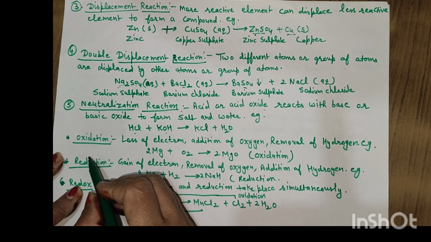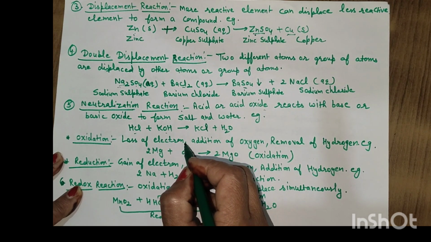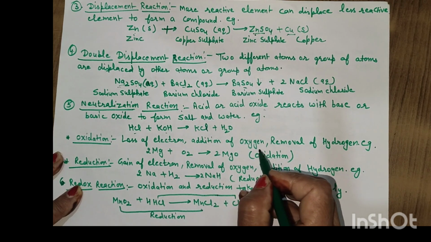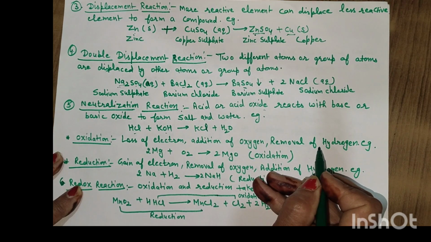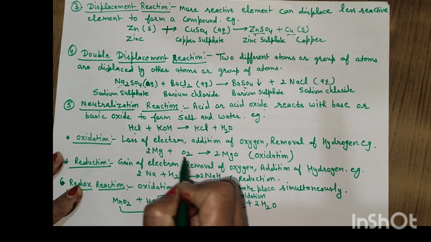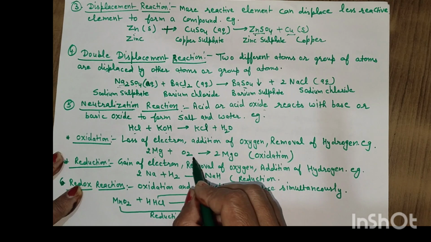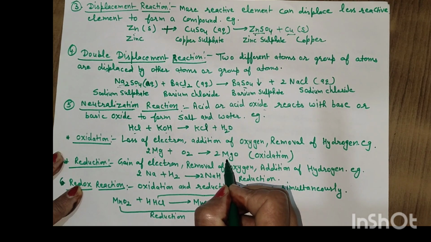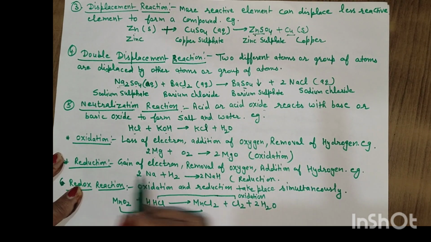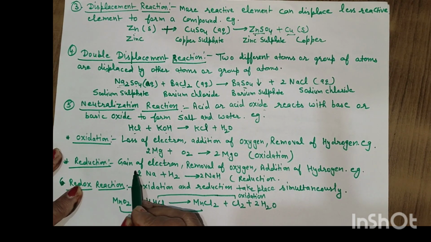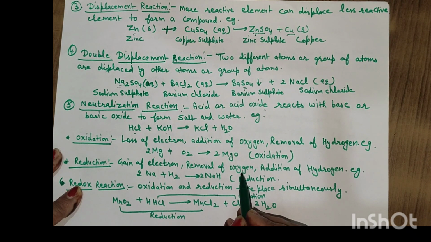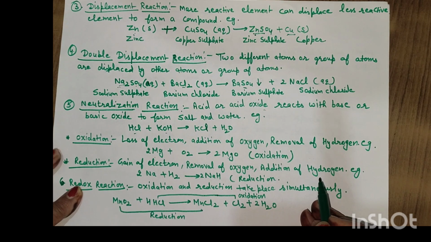Now the oxidation. Oxidation is the loss of electrons. Here the loss of electrons takes place, or you can say addition of oxygen takes place, or removal of hydrogen takes place. As an example, Mg plus O2. Oxygen combines with the Mg and forms MgO, magnesium oxide. This is called oxidation. Reduction. Reduction is the opposite of oxidation. This is the gain of electrons or removal of oxygen or addition of hydrogen.